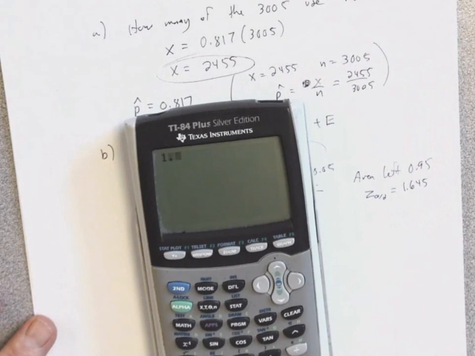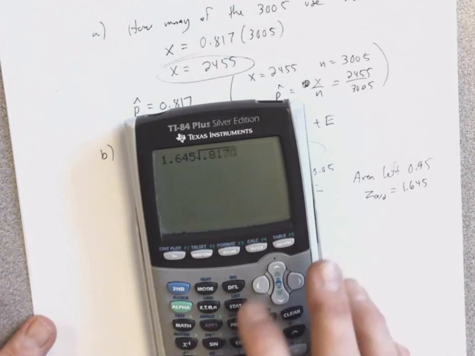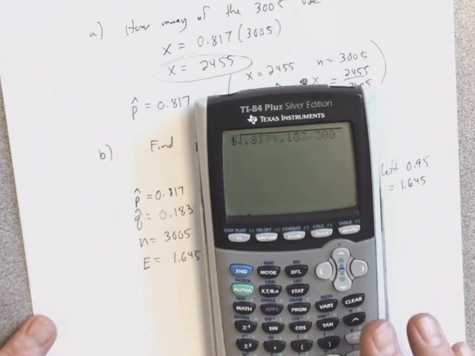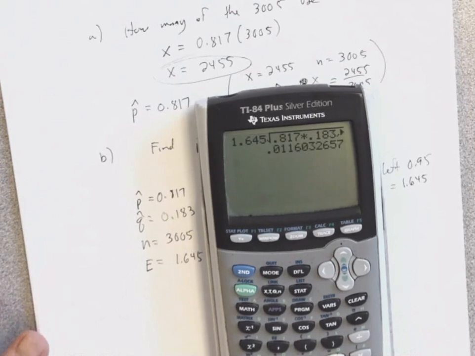So 1.645 times the square root of 0.817, and then times 0.183 divided by 3005. And it's really nice that I don't really need any parentheses. So just go. I'm going to round this because remember that we're estimating a proportion, and a proportion is a probability. So what I need is three sig figs, just like we did in chapter 5.